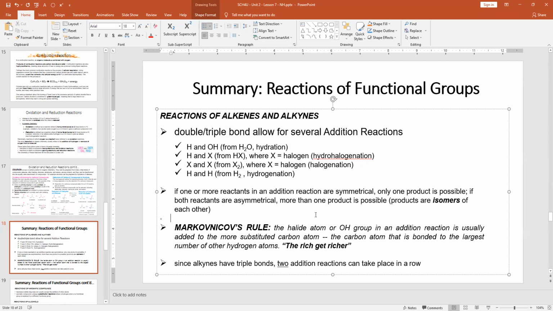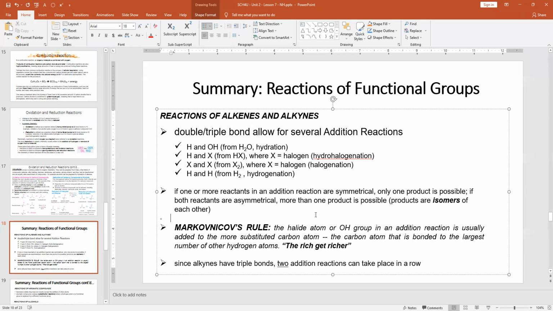And if one or more reactants in this addition reaction are symmetrical, only one product is possible. If both reactants are asymmetrical, then more than one product is possible, and the products are isomers of each other. We also talked about Markovnikov's rule, where a halide atom or a hydroxide group in an addition reaction usually gets added to the more substituted carbon atom, and the carbon atom that is bound to the largest number of hydrogen atoms gets the hydrogen, the rich get richer.